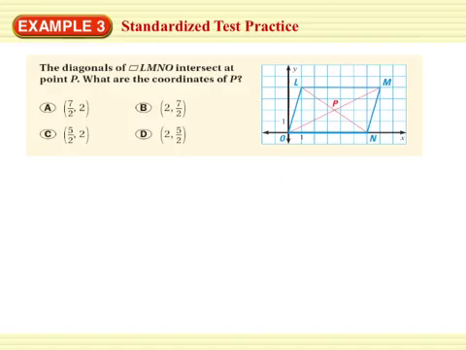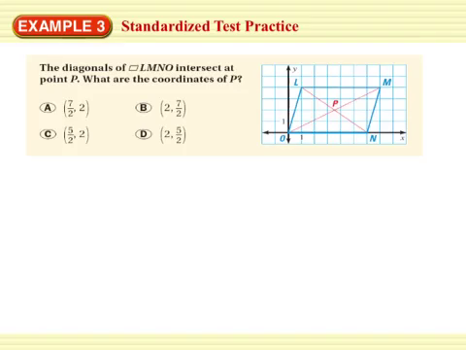Okay, you guys all just moan because you saw a graph, and yes, that means that we're doing the distance formula. The diagonals of LMNO intersect at point P. What are the coordinates of P? So the diagonals of a parallelogram bisect each other. So P is the midpoint of the diagonals LN and OM. So, sorry, not distance formula. We're doing the midpoint formula.